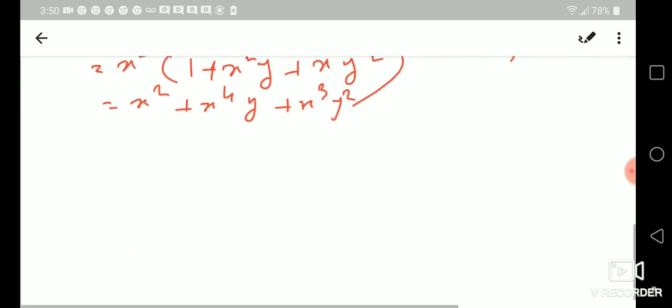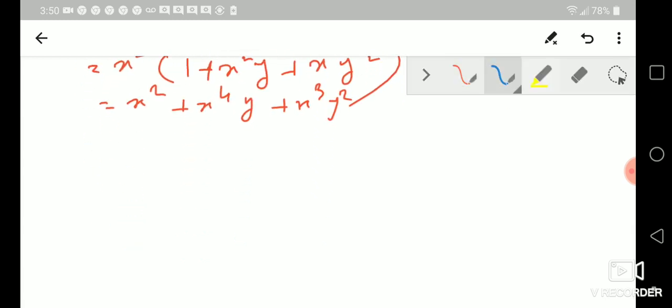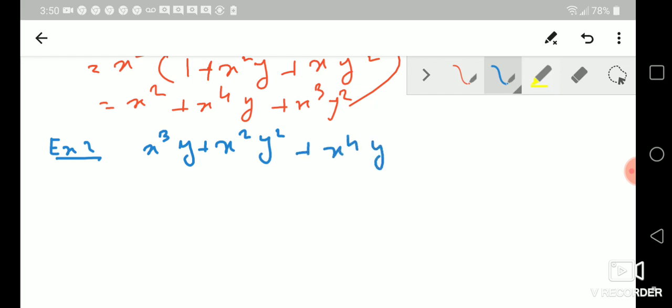Okay, so let's say example 2. So let's say you have x³y, x²y², and x⁴y⁴. Okay, so in this one, we can break it down. It's up to you. Once you get comfortable with it, you don't have to, but I'm going very simplified just so you understand it.